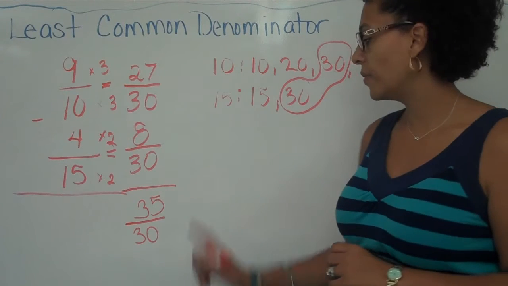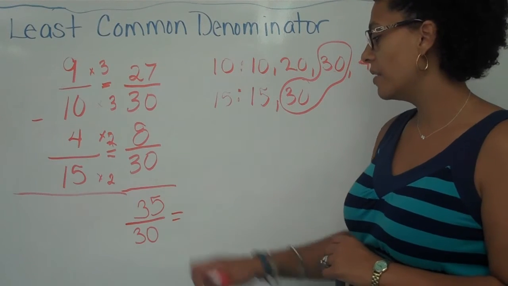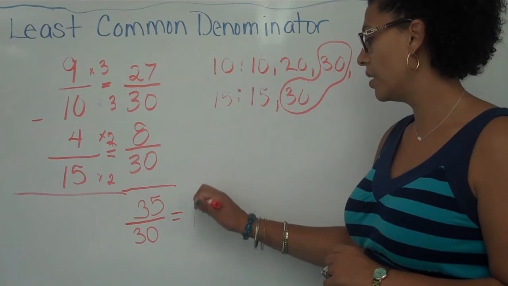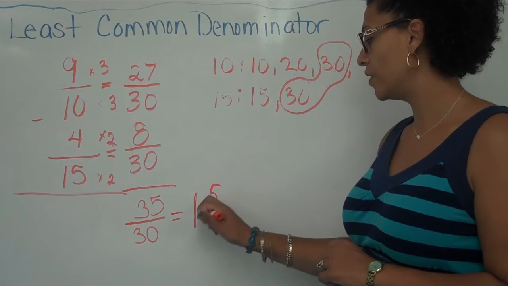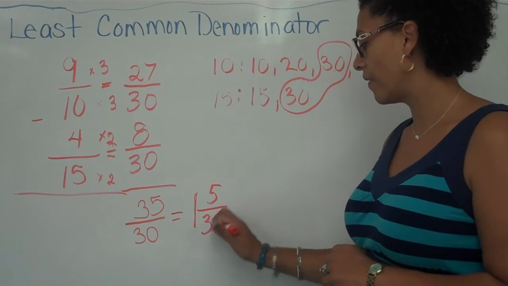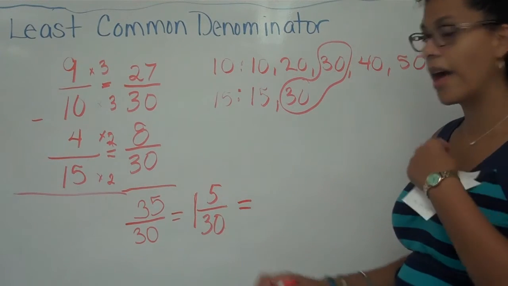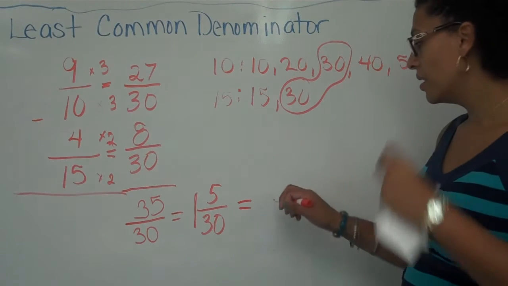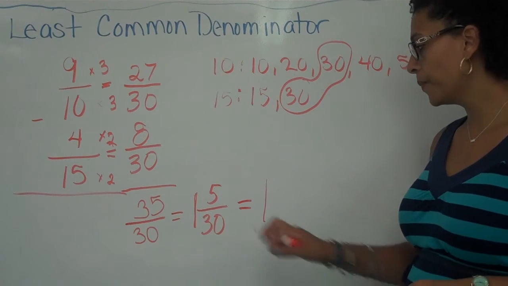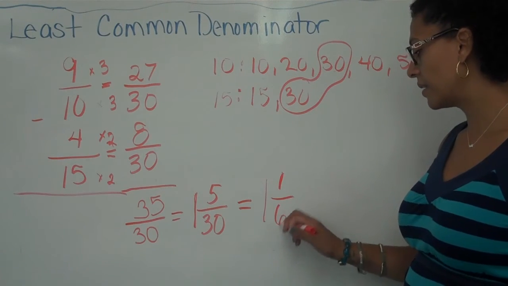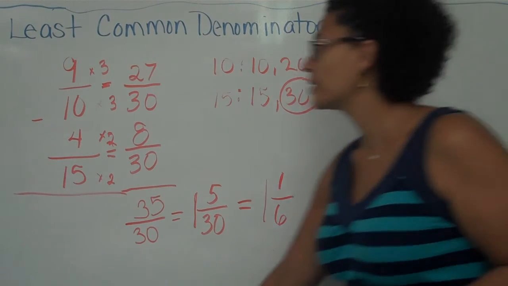35/30ths. Okay, so we have an improper fraction here that we would want to change. How many 30s are in 35? 1. There would be 5 left over. And we're left with 5/30ths, which could simplify even more because I know 5 goes into 30. So if I divide by 5, I would have 1/6. Okay? Let's do our next one.